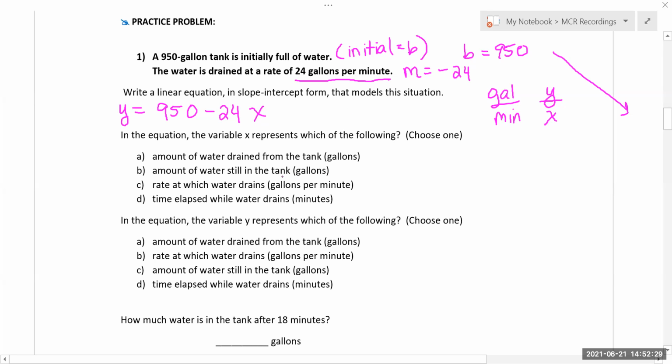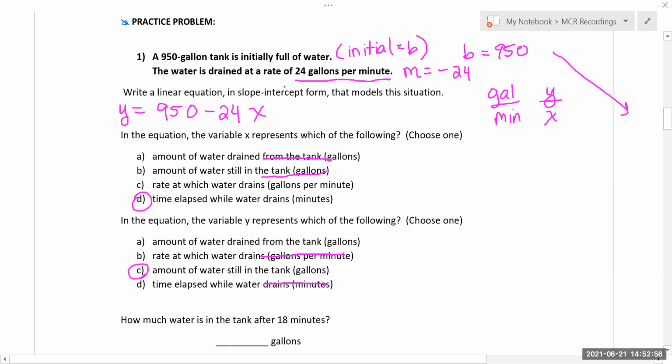So it's going to be something in minutes, not gallons. Rate? No, it's the actual time. It's the number of minutes. The rate is the slope itself, the entire thing. Then when you're being asked for y, it's gallons. We just talked about that. So no minutes, no gallons per minute. Let's just look at the gallons. Amount of water drained from the tank or amount of water still in the tank.